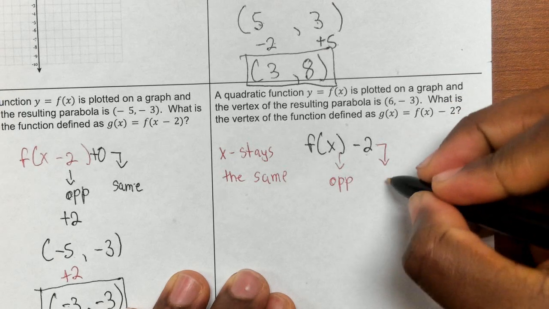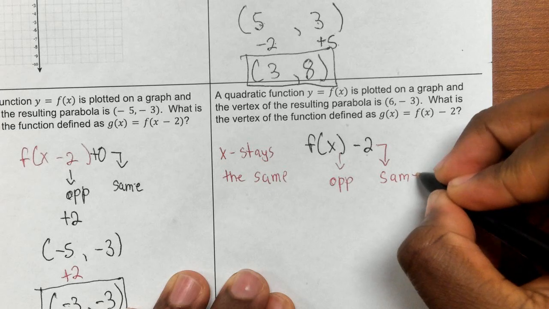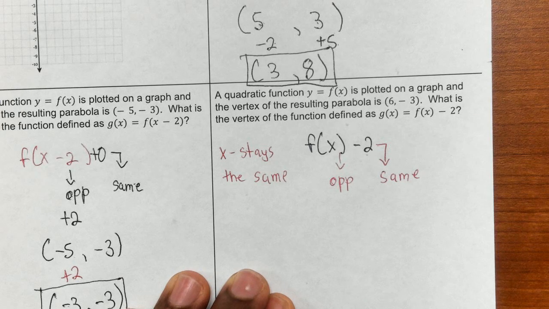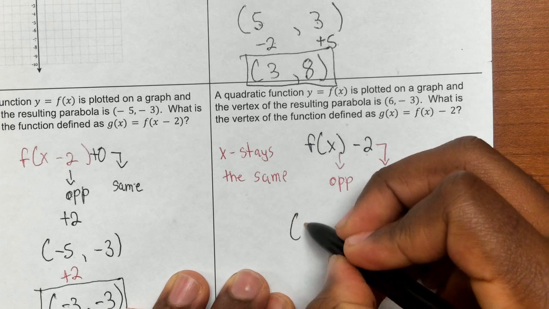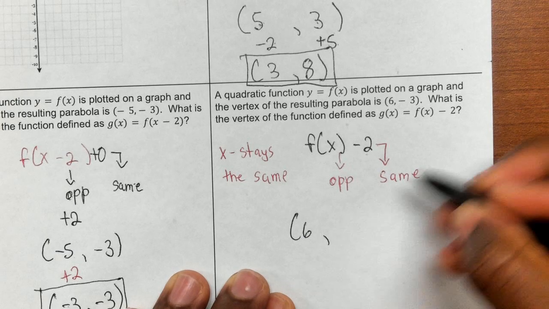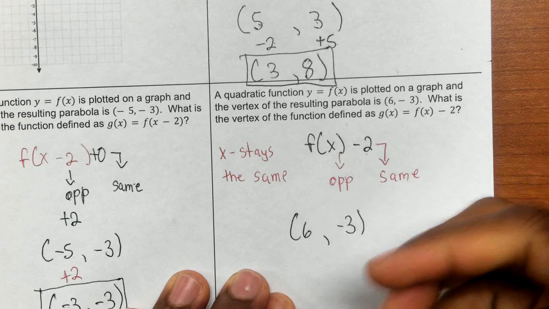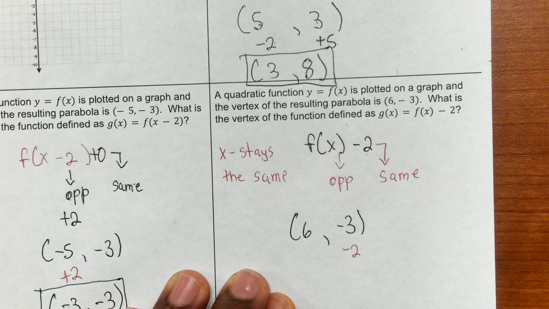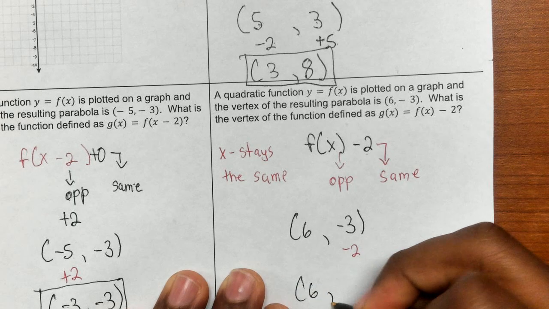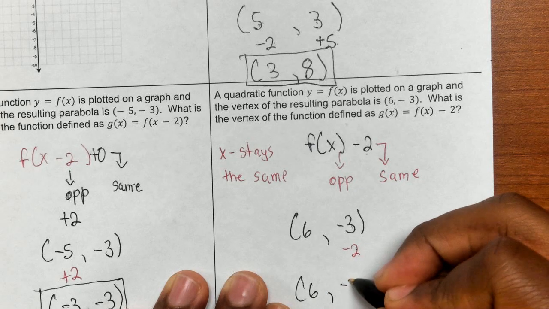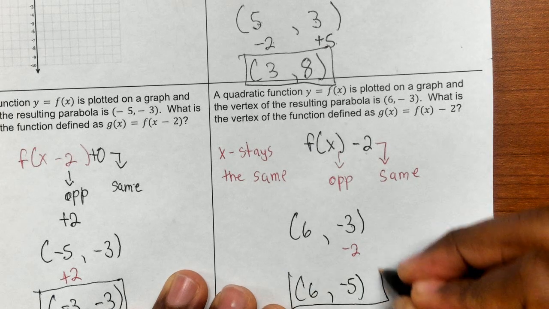So I need to do the same as this. That means all I need to do is subtract 2 from my y value. So my x, my 6, will stay the same, and my y value, my -3, all I have to do is subtract 2 from it. So I would end up having 6, -3 minus 2 is -5. And that is it.